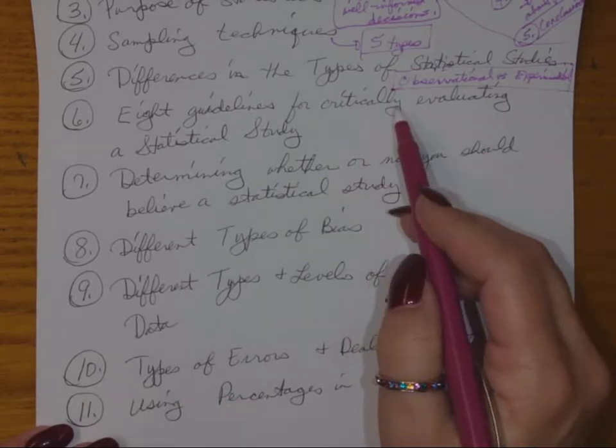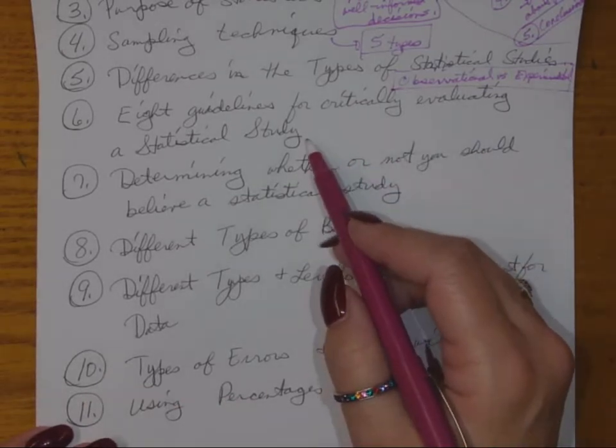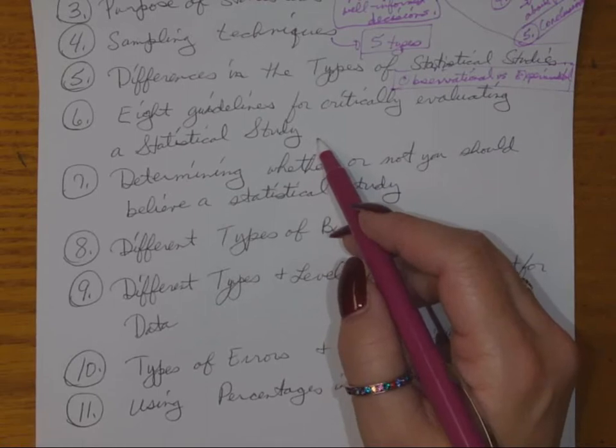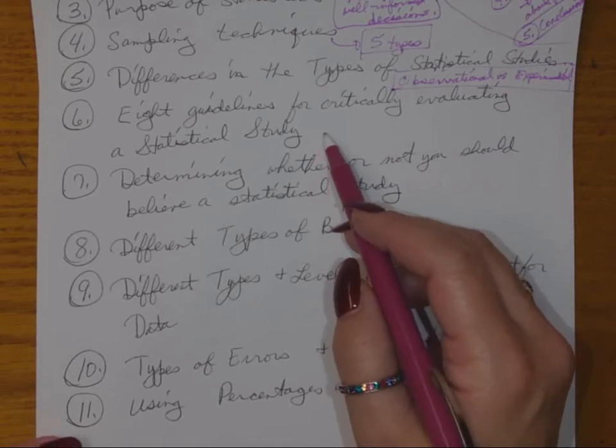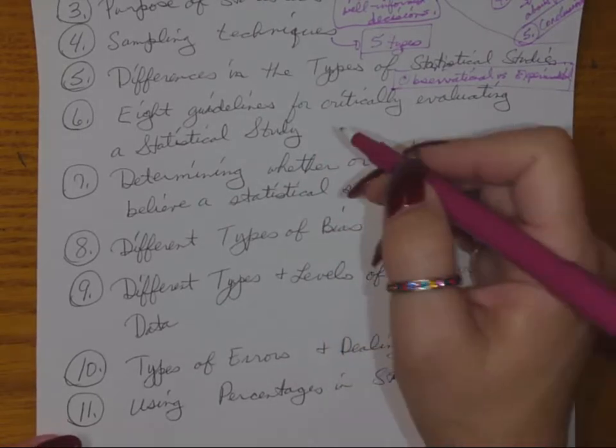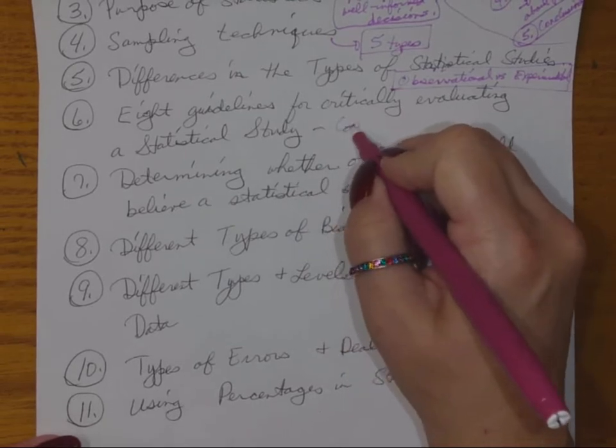The 8 guidelines for critically evaluating a statistical study. Again, we talked about this in one of the videos. You need to go back and watch it if you're not sure. But it's things like consider the source.